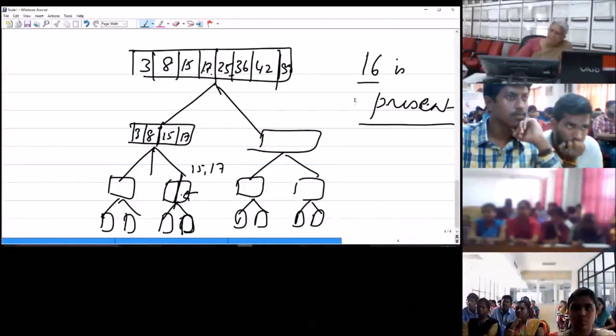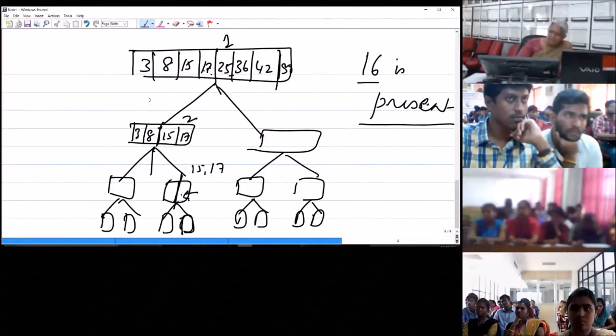So how many comparisons did we make? Initially we compared one here. One comparison here. Two comparisons here. Three comparisons here. Finally a fourth comparison. So now, suppose the array became 16 size, then what will happen? I will just have one more.